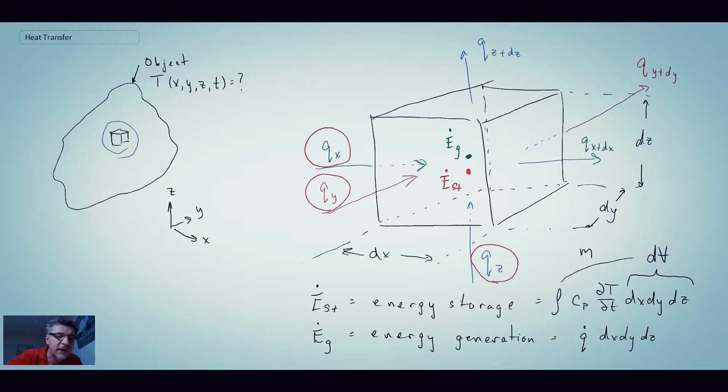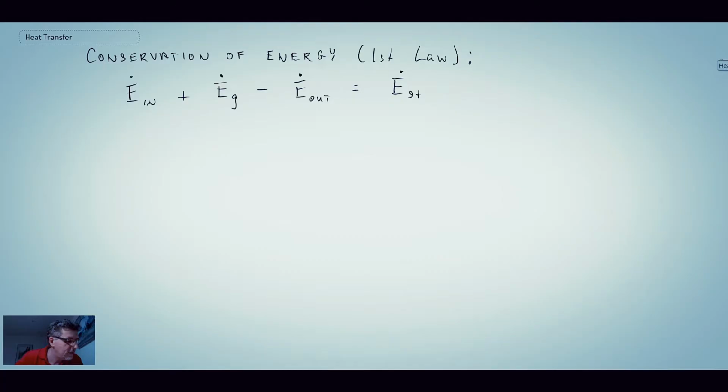So that's energy in, energy out. Energy is leaving here, here, and here. And then we have the storage and the generation terms on the inside of the object. So let's expand this by substituting in the values.